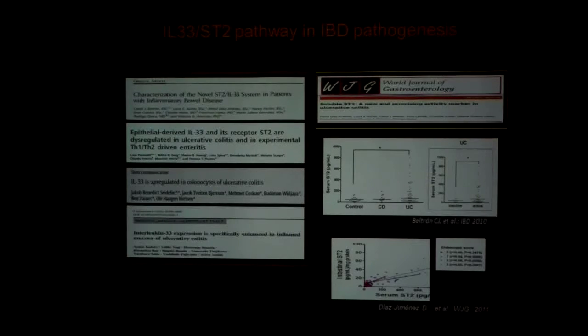And then in the World Journal of Gastroenterology, we published a nice correlation between the intestinal levels of ST2 and the serum levels of this marker, which correlate nicely in patients with an endoscopic score of 3.